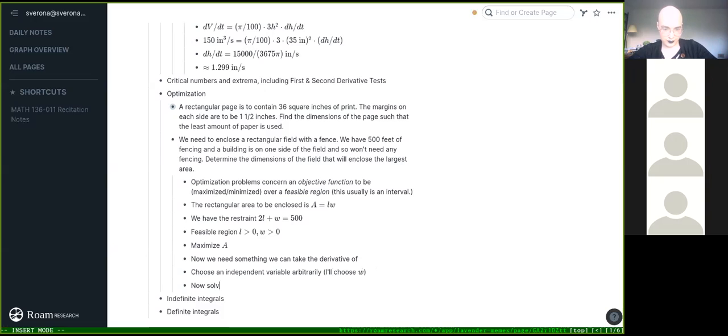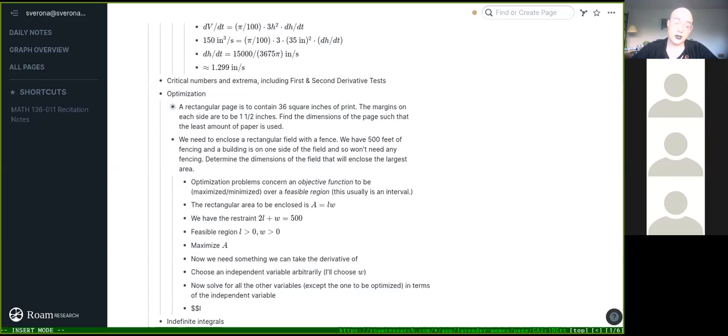So now I have to solve for all the other variables except the one to be optimized in terms of the independent variable. And so in this case, that just means getting L in terms of W. So I'm going to solve this equation here, this 2L plus W is 500, for L. And that's going to give me something in terms of W. So I think I can just say without any consternation here, that's going to be (500 minus W) over 2.